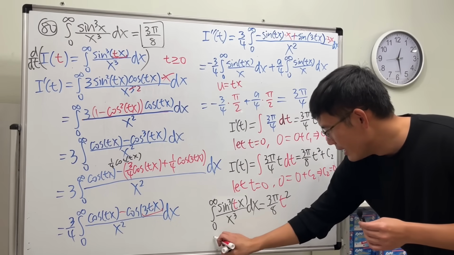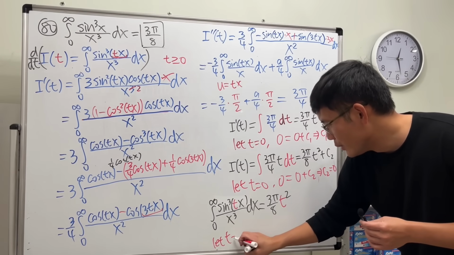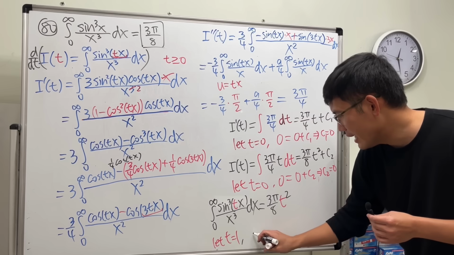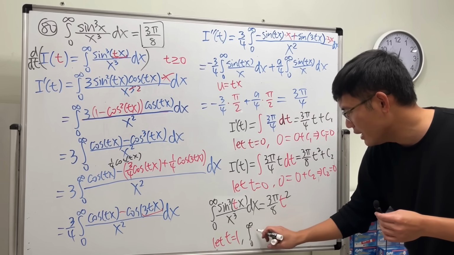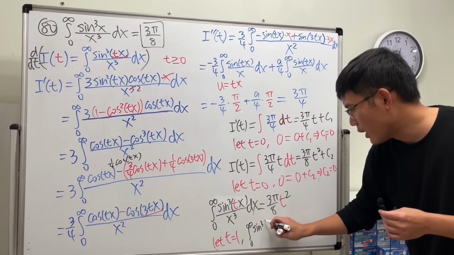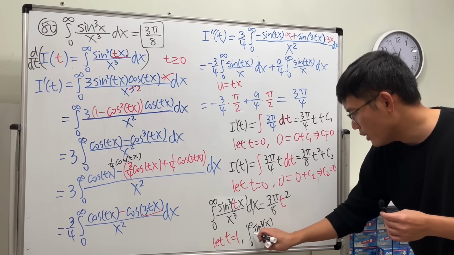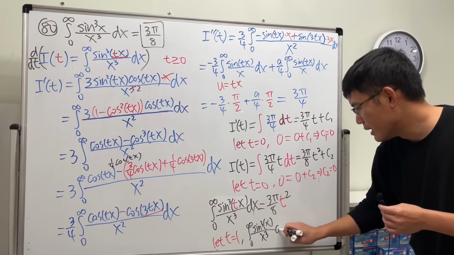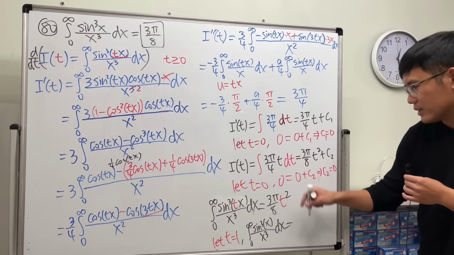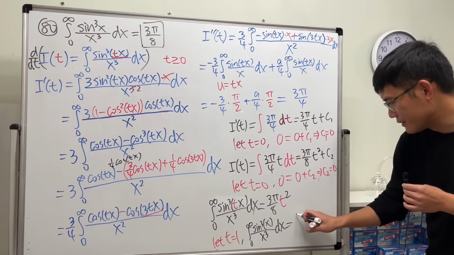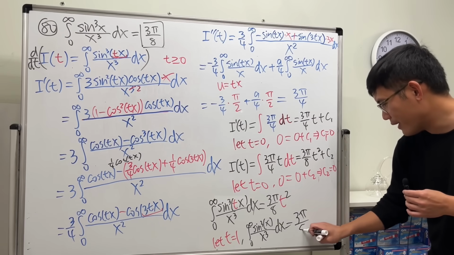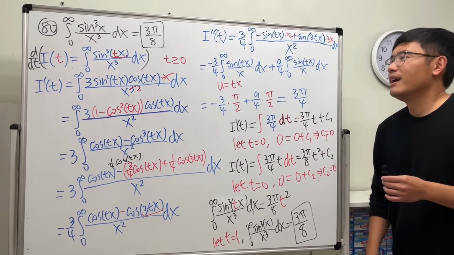So now let t equal to 1. We get the integral going from 0 to infinity, sine to the third power of just x over x to the third power dx is equal to this thing's 1, right? So we have just 3 pi over 8. Whew.